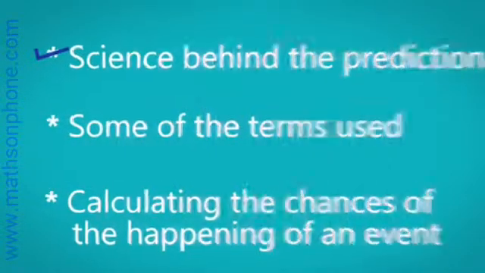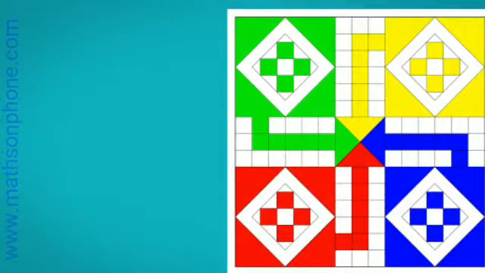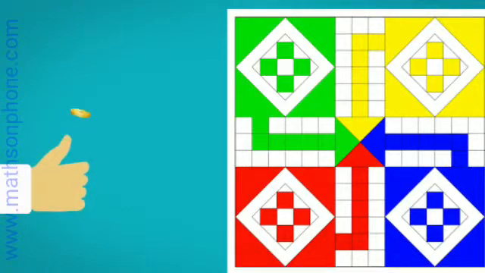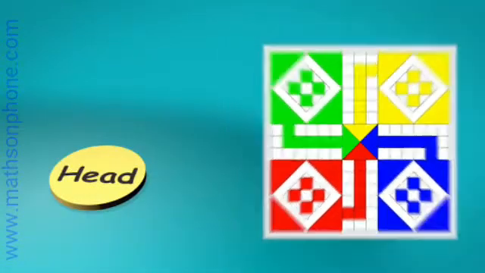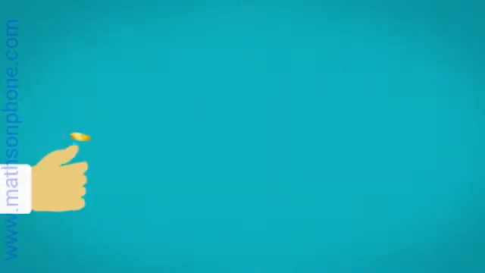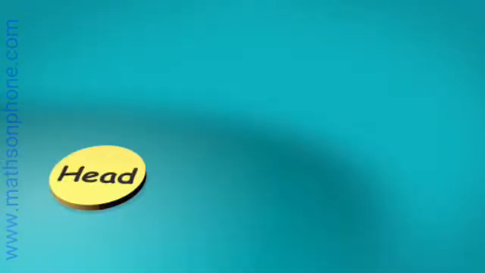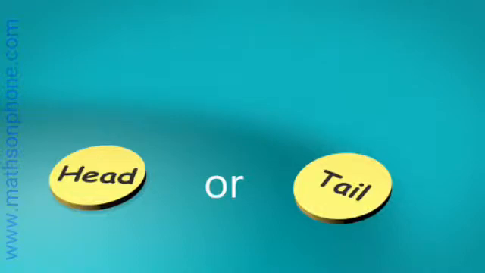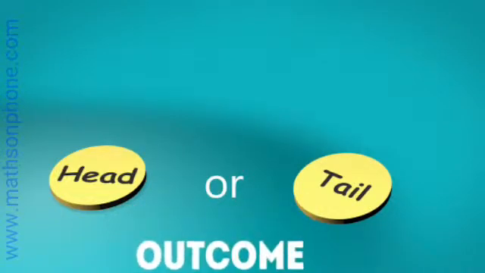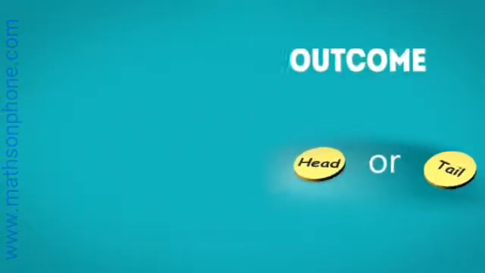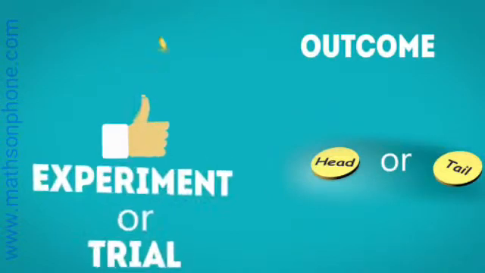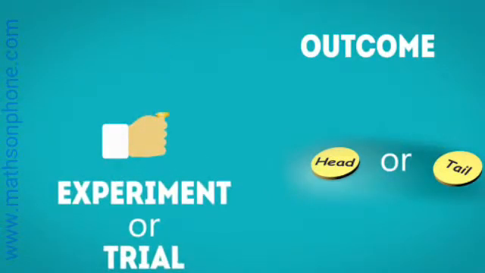Suppose we were to start a game of Ludo with a friend, and to decide who goes first, we toss a coin. The person getting a head would start the game. Once tossed, there can be two results. Either we get a head or a tail. These results are called outcomes in mathematics. Tossing a coin is called an experiment or a trial.